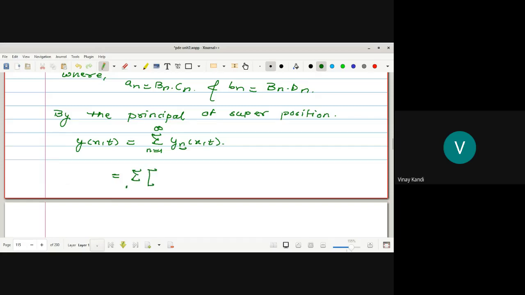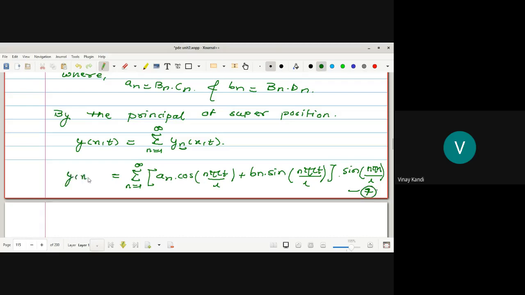Summation n running from 1 to infinity, an into cos n pi ct upon L plus bn into sin n pi ct upon L, into sin of n pi x upon L. Okay, give it as equation number 7. So this is the y of x,t.